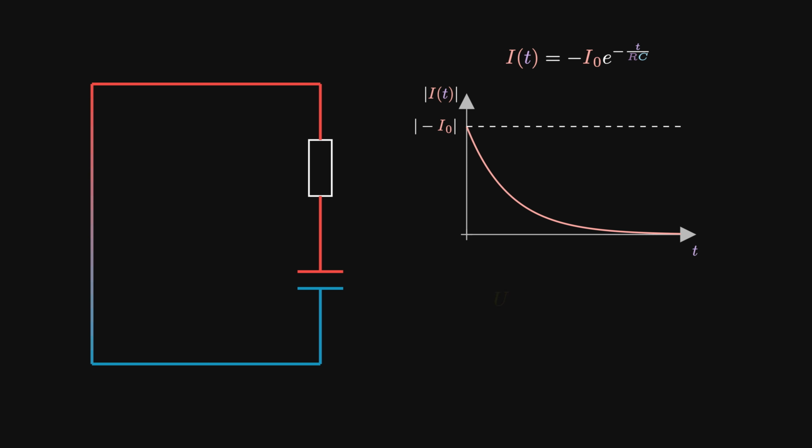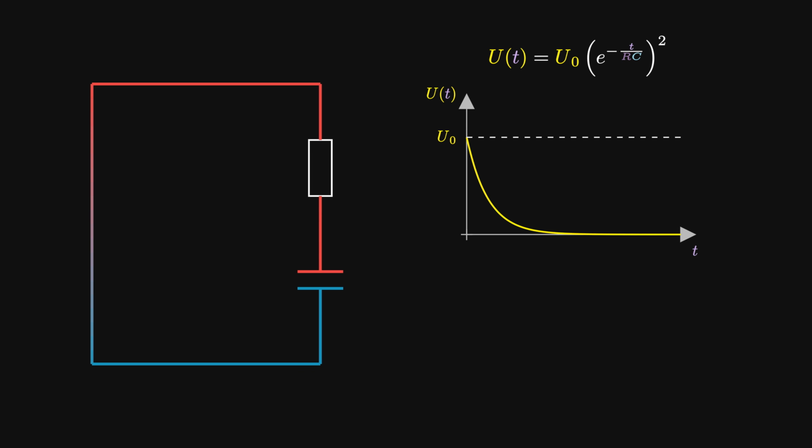Lastly, the energy is just a half Q times V again, which now yields U naught times e to the minus t over RC, squared. It can be plotted like so.